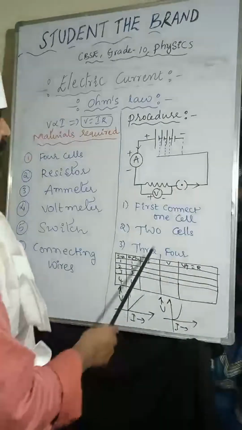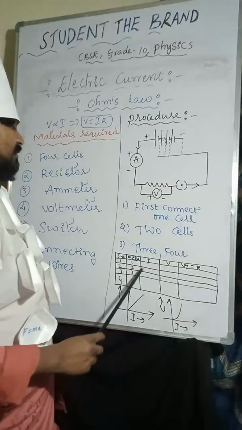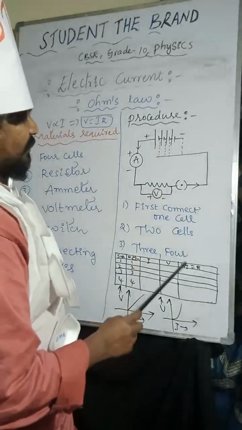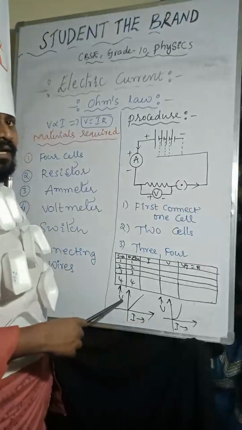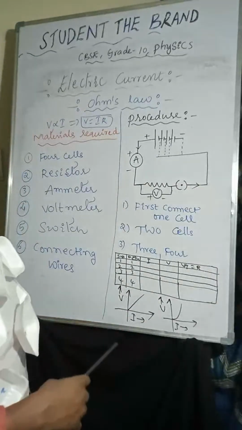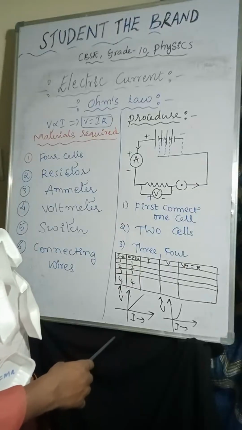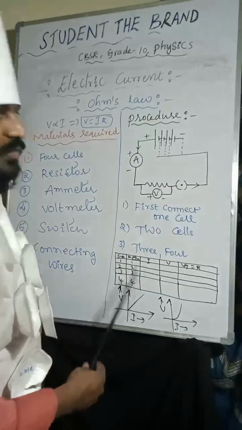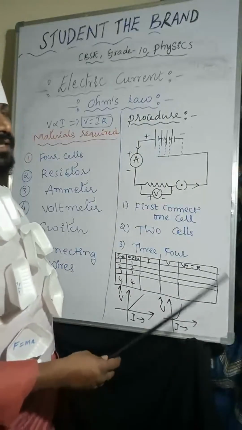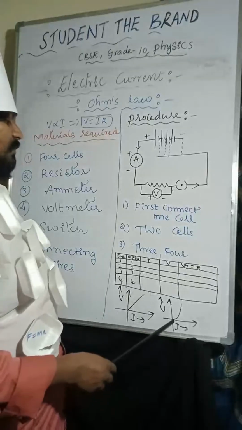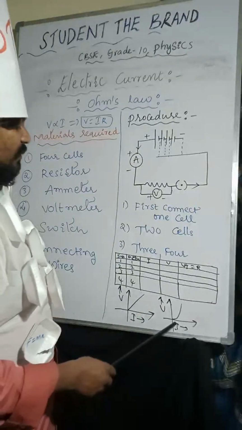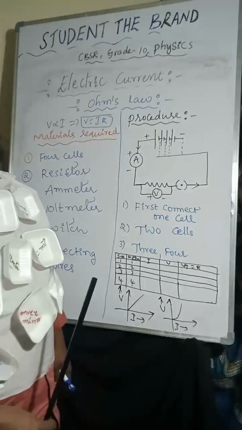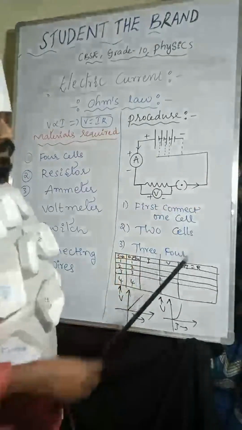Here you can observe serial number, number of cells, ammeter means current, voltmeter means potential difference, V by I equal to R. V on the y axis, I on the x axis, the VI graph gives a straight line. Ohmic conductors are the conductors which obey Ohm's law. The conductors which do not obey Ohm's law are called non-ohmic conductors. For non-ohmic conductors the graph is a curve, for ohmic conductors the graph is a straight line. So this is about Ohm's law.